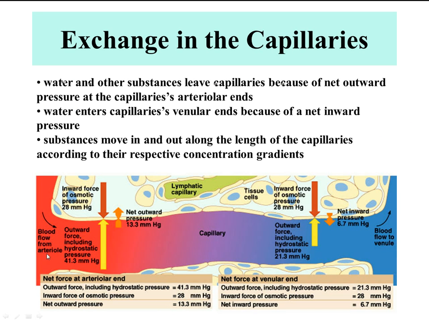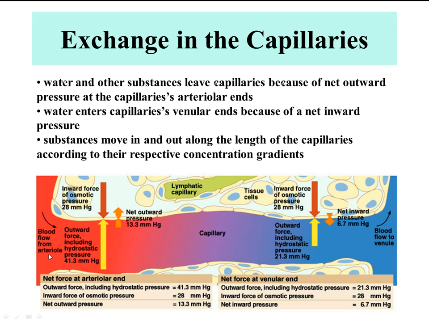Now what happens here, we have blood from the arterial, and then we're moving toward the capillaries. Water and other substances leave the capillaries because the net outward pressure at the capillary arterial ends is greater. Water enters the capillary venule ends because the net inward pressure is less. We're going to look at this a little more carefully in just a minute. Substances move out along the lengths of the capillaries according to their respective concentration gradients. Diffusion or osmosis. Okay, let's look at this.